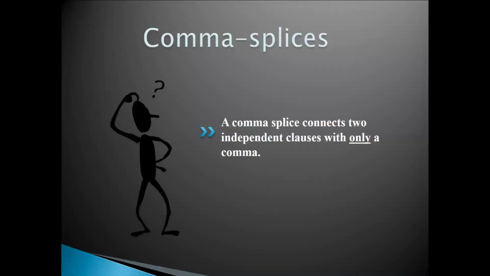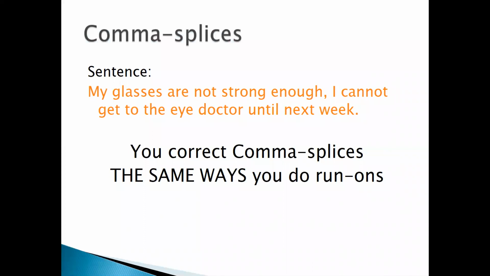The third type of sentence error is a comma splice, and it is very similar to a run-on. A comma splice connects two independent clauses with only a comma. You'll remember that a comma only was not one of the four ways. So if I look at this comma splice, my glasses are not strong enough, I cannot get to the eye doctor until next week. They've tried to separate the sentences, but you cannot join two sentences with just a comma.